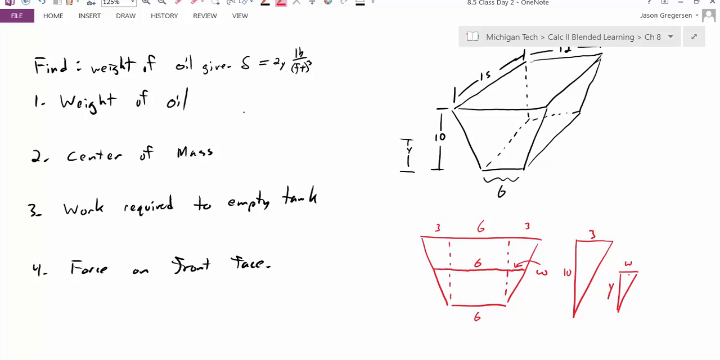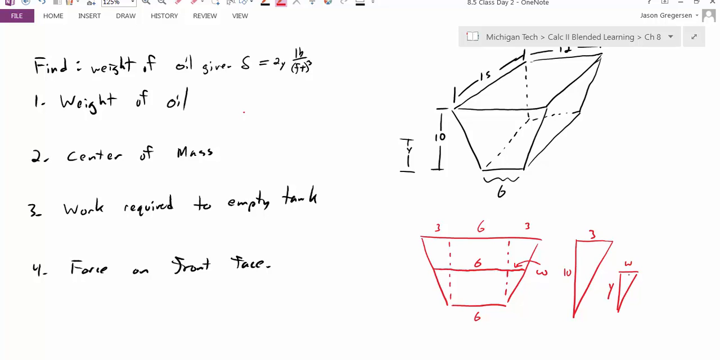All right, so we want to find the weight here. Let's start with the first one, the weight. Well, if I want to find the weight, I should just be able to take the density times the volume, right? I want to get pounds. My density is pounds per cubic foot. Pounds times my volume should give me this value. Can I do it all at once, though? I can't do it all at once. It would be nice, because if I could just find the area of that trapezoid and multiply by the length to find the volume, that would be really great.